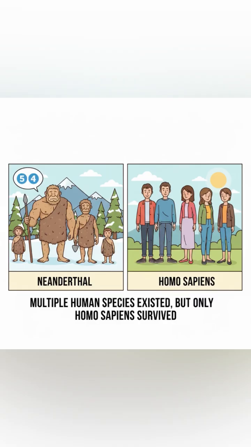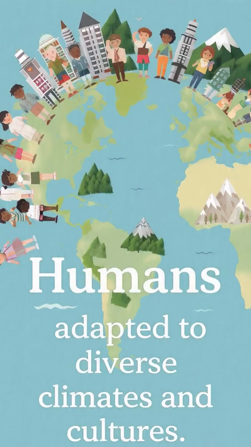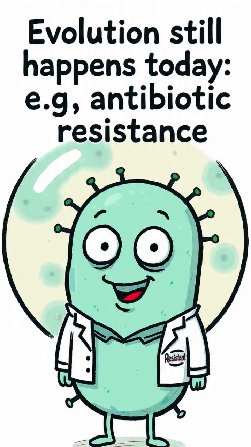Neanderthals coexisted with Homo sapiens, but only our species survived. Extinction of other human species demonstrates selective survival. Modern humans spread worldwide, adapting to diverse climates and cultures. Evolution continues and humans respond to environmental and social challenges.